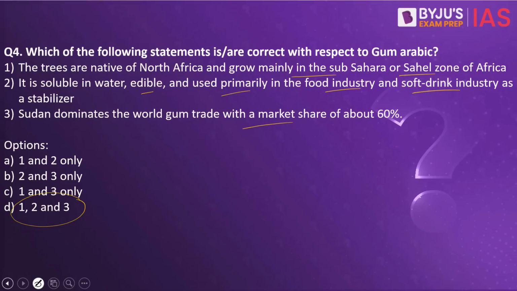When you look into the second statement, it is soluble in water, edible and used primarily in the food industry and the soft drink industry. Yes, this statement is right. When we speak about the food industries, they are used in confectionaries. Why? So that it can prevent crystallization of the sugar. It is used in dairy products. Why? So that it is acting as a stabilizer in the frozen products.